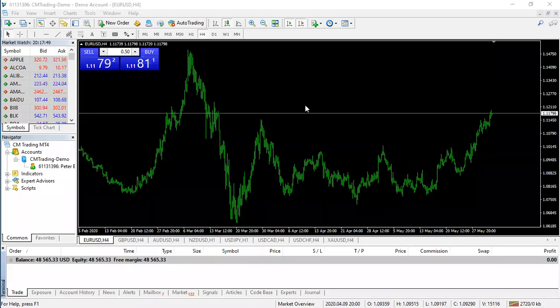So we'll be looking at trade management. The first thing you need to do is identify trends. You need to be comfortable knowing whether the market is in an uptrend, in a downtrend, or consolidated, in sideways momentum.